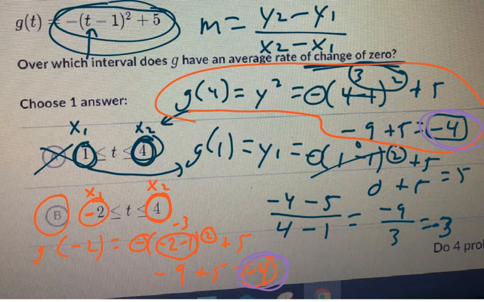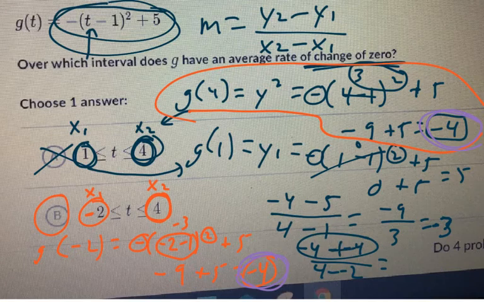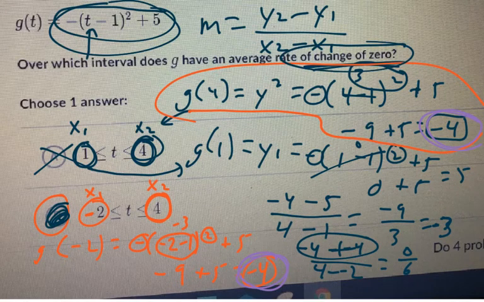Now see how both the 4 and the negative 2 gave me the same result, negative 4. So guess what? When I go back and try to do negative 4 minus the other negative 4 over, in this case, 4 minus negative 2, that becomes a plus, minus negative is a plus, right? It's going to be a 0 over 6. So the answer is B. B is going to give me a 0 rate of change.